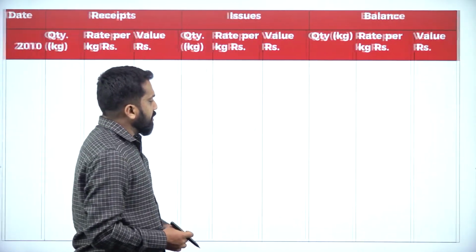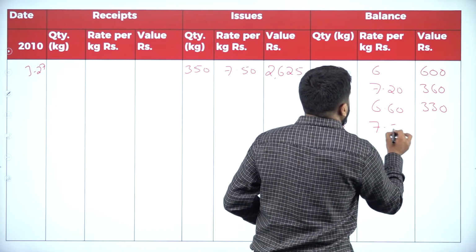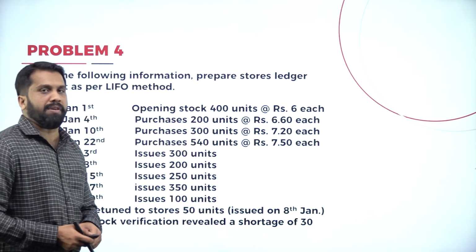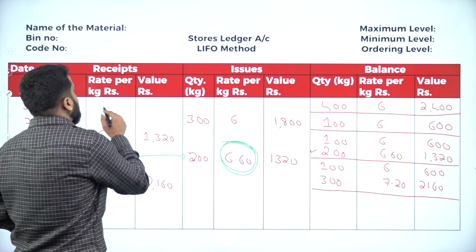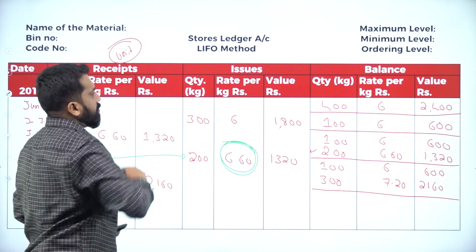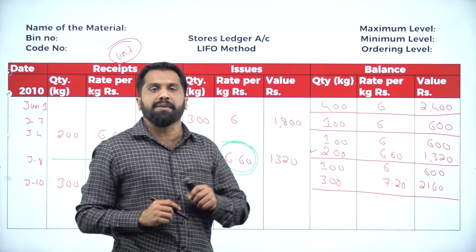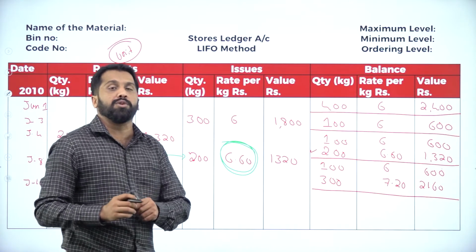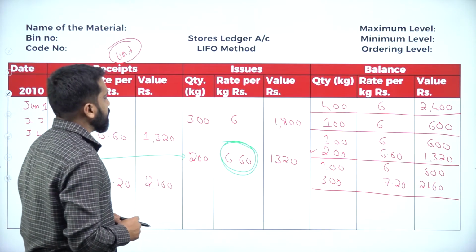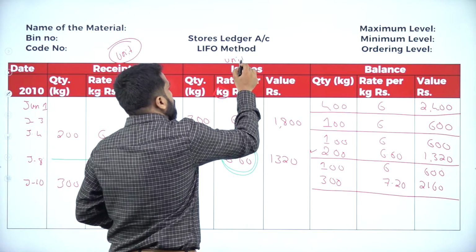Now, what is the value? The value is 7.5 per kg. In the question, they have given per unit. So, we have to calculate everything per unit. Whatever calculation we have done, wherever I have written kg, replace it with unit. Why? Because the question is talking about units, not kg. So, we should consider units.